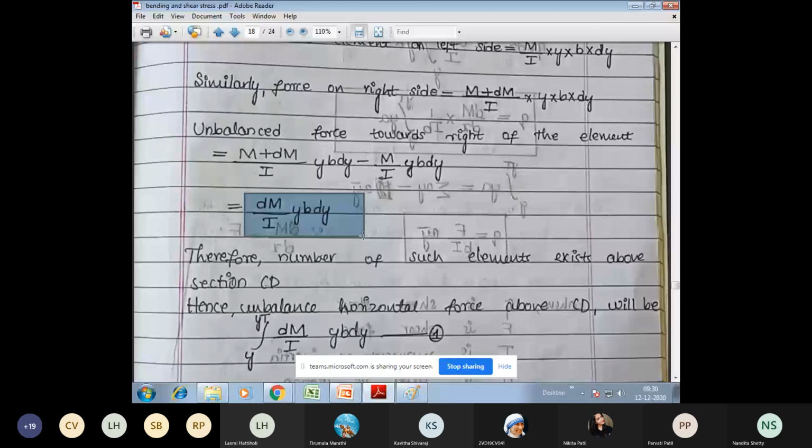Okay, only for that single fiber CD, this is an unbalanced force. Now just think about the entire element. This entire element is made up of a number of CDs, a number of elements or layers, right? That means such unbalanced force exists throughout the section. Am I correct? Yes or no? Such unbalanced force exists throughout the section, throughout the layers, throughout the elements. Yes? Let me show it here.